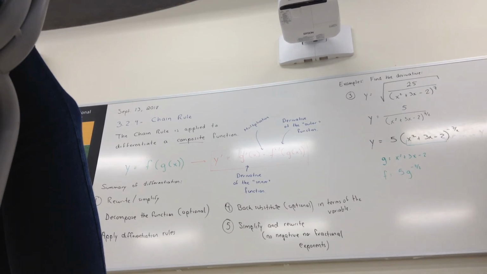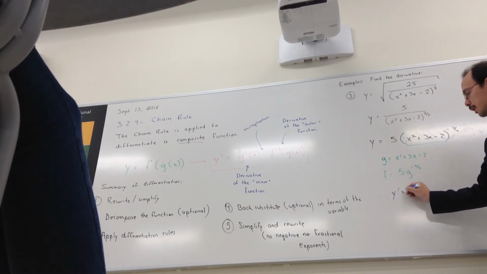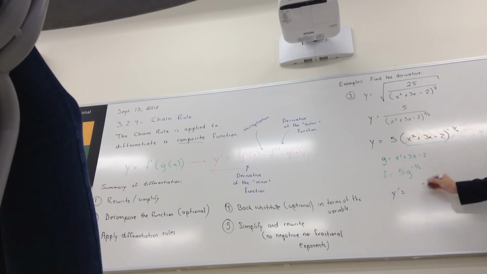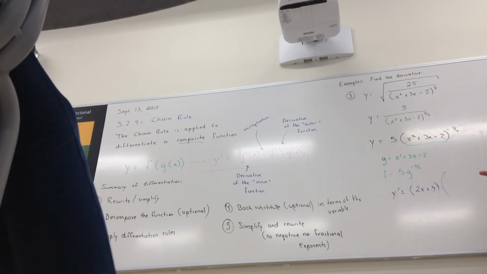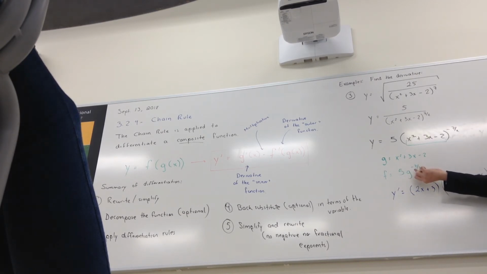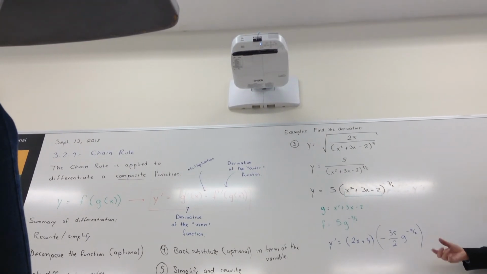Fine. Derivatives then. y prime, derivative of g equals 2x plus 3. Okay? Derivative of minus 2, 0. Times the derivative of 5g to the minus 7 halves: minus 35 halves g to the minus 9 halves. I leave the constant, I apply the power rule. The exponent becomes the coefficient, multiply them and subtract 1 from the exponent. Yes. Good. Now what?